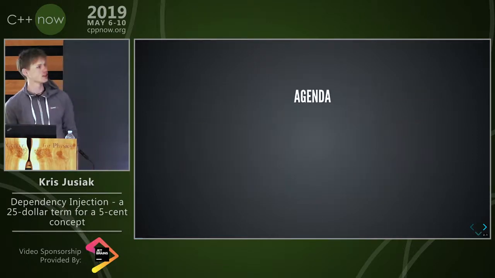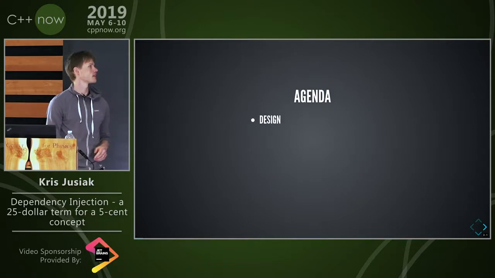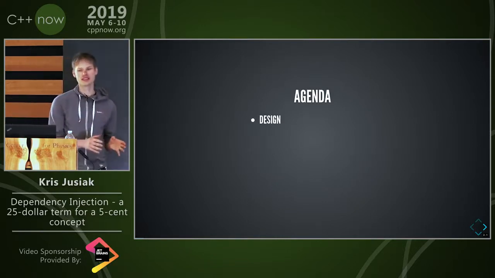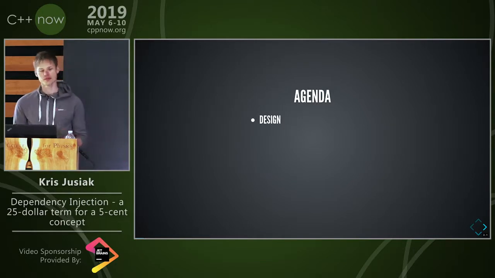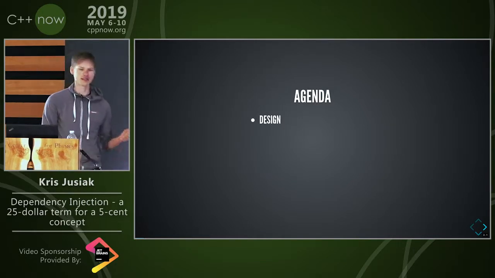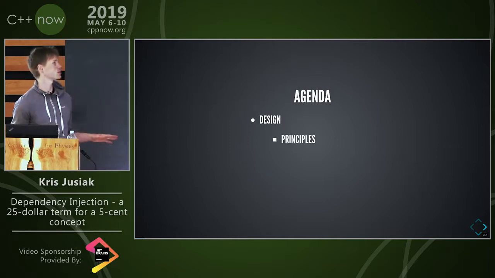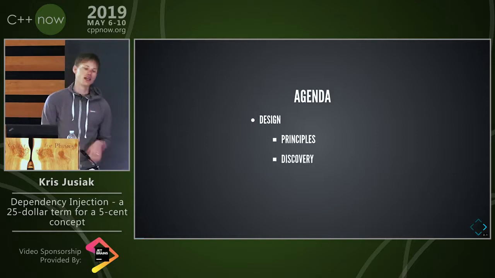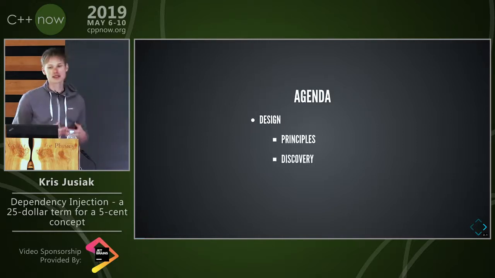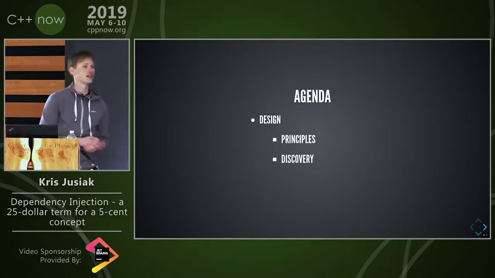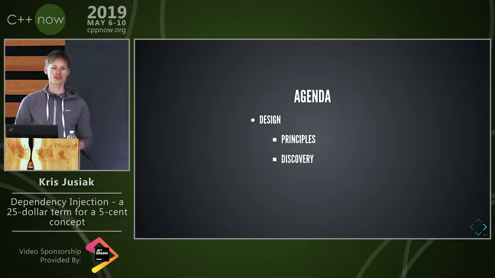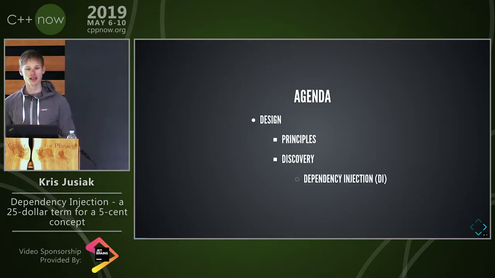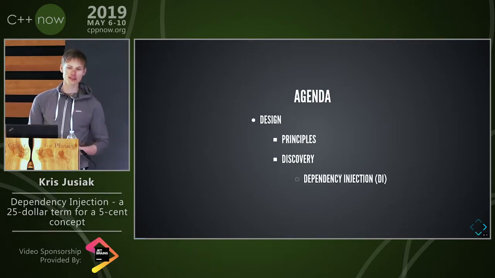OK. So, a quick agenda outline. In order to talk about DI, we'll have to talk about design a bit, because it's kind of related. It's design patterns and all this stuff. So we'll talk briefly about principles, just to introduce DI. We'll do the discovery of the best way of implementing this requirement, which is how to increase the number of developers using DI. So we'll talk about dependency injection in that context.